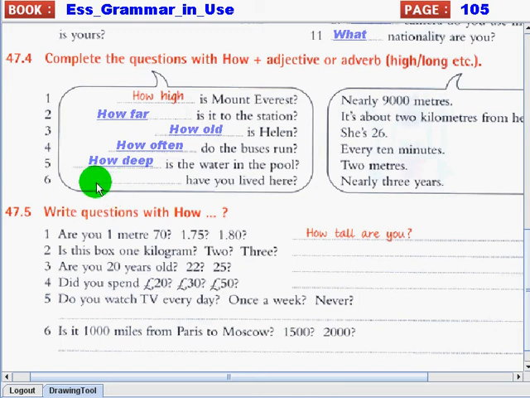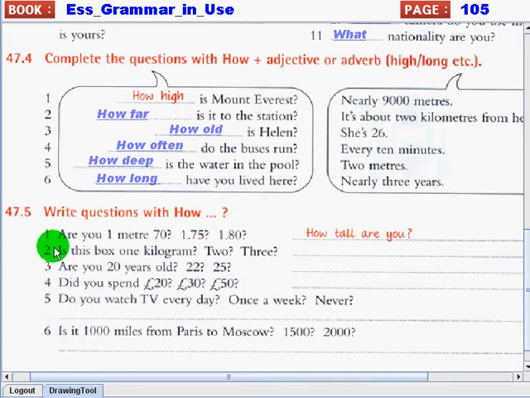Right? And finally, number 6, blank have you lived here? Answer should be nearly 3 years. They've been living in that place for 3 years. So we can ask, how long have you lived here? Well, that is right. So now you know how to answer these questions, right? Let's now go to 47.5. Write questions with how again.